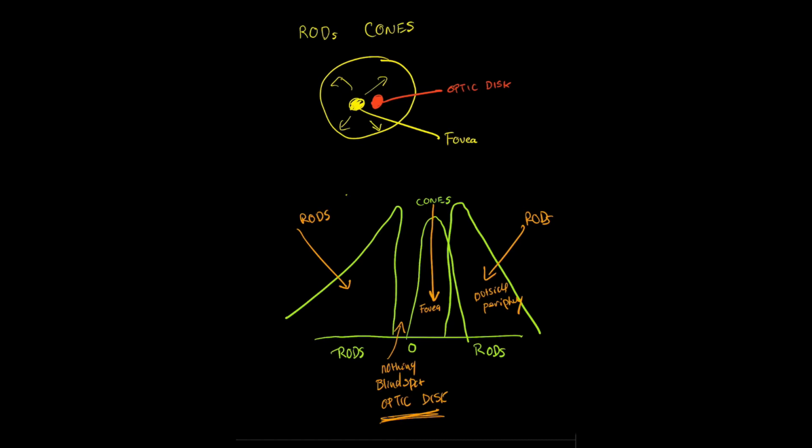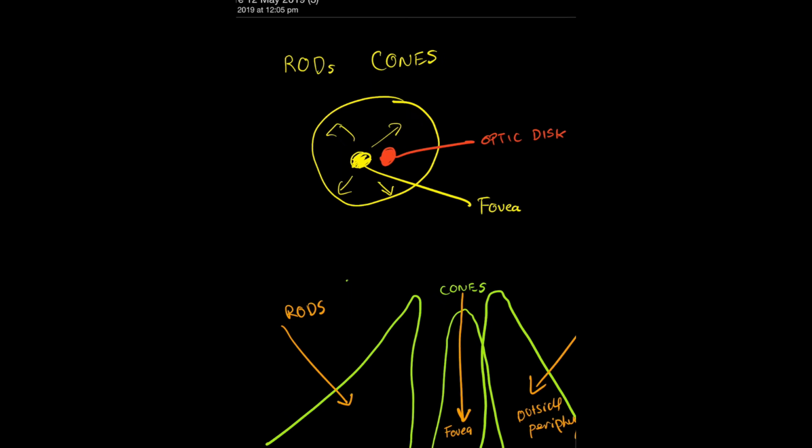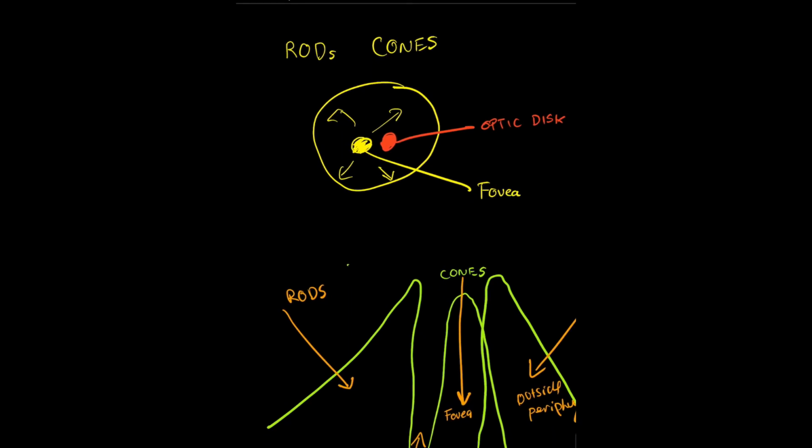Okay, I want to show you guys a little bit about the rods and the cones and where they are found. Obviously we talked about this before, but I'll just recap. In the retina, there's an area called the fovea. The fovea is where you find mostly cones, okay? And outside that area, there are more rods.